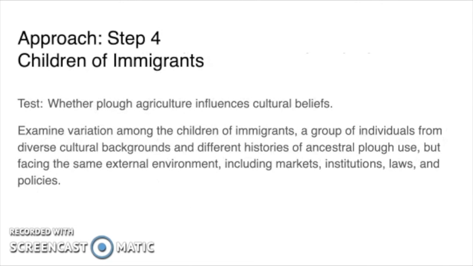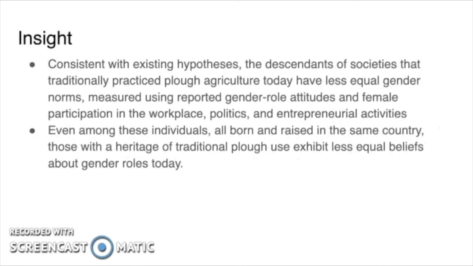Lastly, they tested how plow use would affect individuals' beliefs. They did so by testing immigrant children's beliefs in Europe and the United States. They found that having ties to a plow society makes one more likely to have gender-unequal beliefs. In conclusion, the authors found that descendants of societies that traditionally practiced plow agriculture today have less equal gender norms, even those who were raised in other parts of the world.